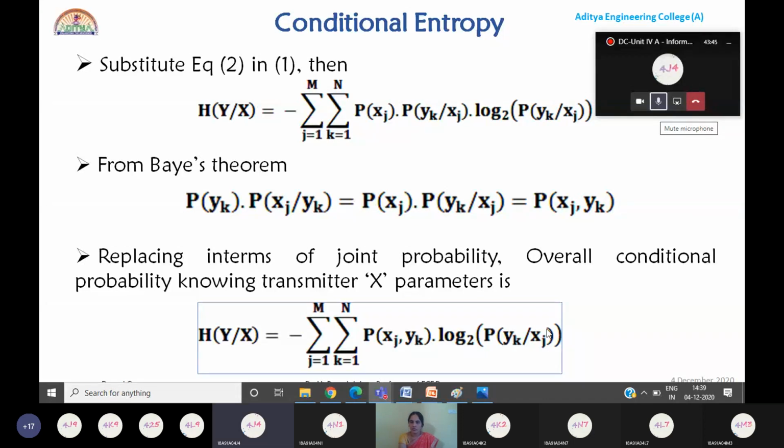Conditional. Marginal, ma'am. Marginal means single, an event either of xj or of yk, but here is it marginal? Conditional probability, ma'am. Conditional of calculating which parameters? You are calculating yk and you know the values of xj. So p of yk by xj represents the conditional probability matrix of calculating the yk values knowing xj events. Okay, ma'am.